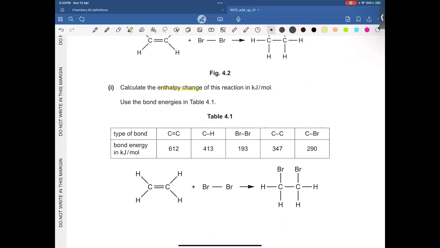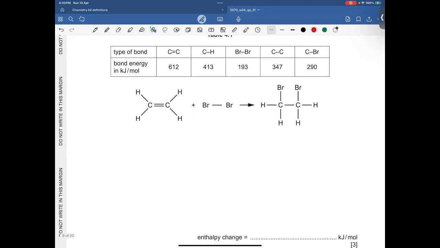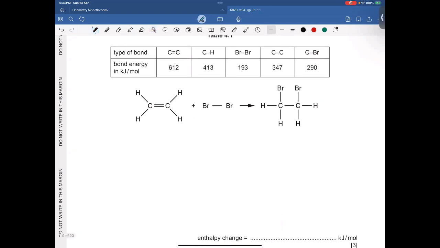Calculate the enthalpy change of this reaction in kilojoules per mole. So examiner is looking for a value in kilojoules per mole. And examiner is given the bond energy values. So first of all, we will work for reactants, and we will work for products.